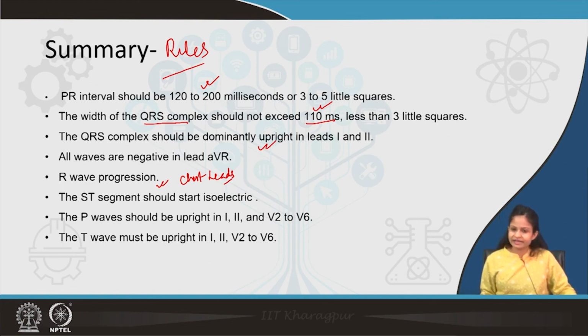All the waves being negative in AVR means you have placed all the leads correctly. That means technically you do not have any problem. The ST segment should start isoelectric. You should be aware of the J point. The P waves should be upright in lead 1, lead 2 and V2, V6. The T waves should be upright in lead 1, lead 2 and V2 and V6. Anything you get apart from this, usually we consider as abnormal. So, these are the rules to be very much specified while reading an ECG.